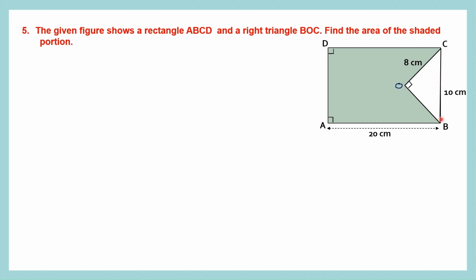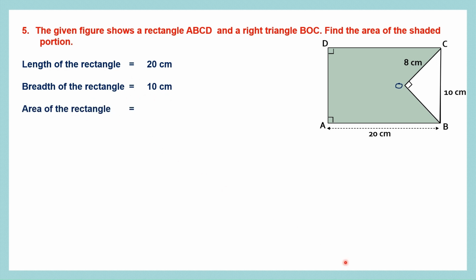First we find the area of the rectangle. Then we find the area of this right triangle. And when you subtract both the areas, you will find the area of only the shaded portion. So first let's find the area of the rectangle. To find the area of the rectangle, we need the length and the breadth because the formula is length into breadth. So length of the rectangle is 20 centimeters. The breadth of the rectangle is 10 centimeters. Let's find the area. Area is length into breadth, and that is 20 into 10. So 20 into 10 is 200. So this is 200 centimeters square. So we have found the area of the rectangle.